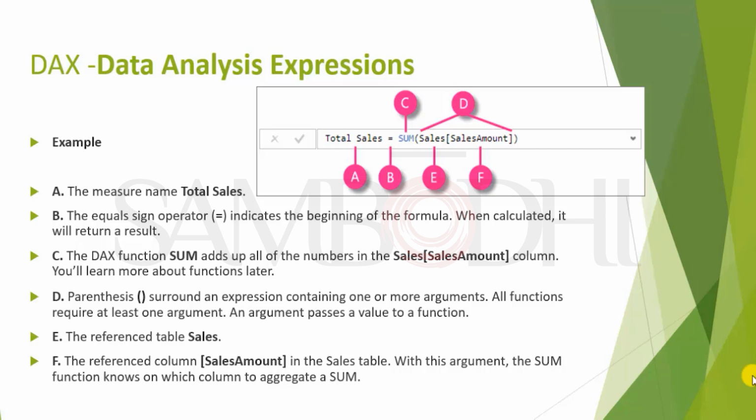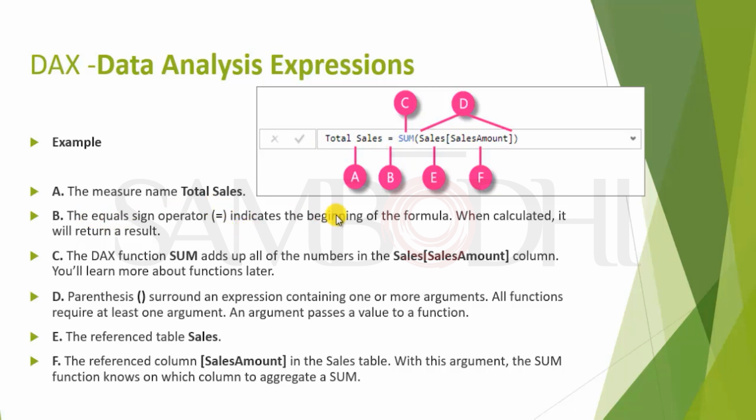Data analysis expression. See, in this example, we see there's a calculation of total sales being done in which an inbuilt function SUM is being called and a Sales table's Sales Amount value is being summed. So if we break the parts of these expressions into these alphabets and go through all of them, what it means is A is the measure name of Total Sales. So you are naming something. The expression has a name, that is Total Sales.